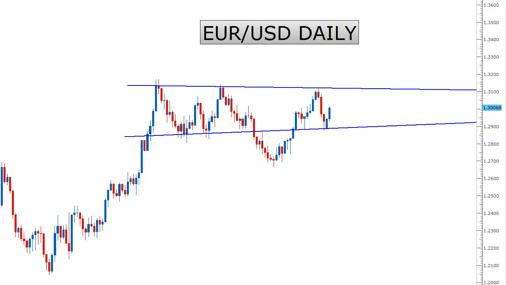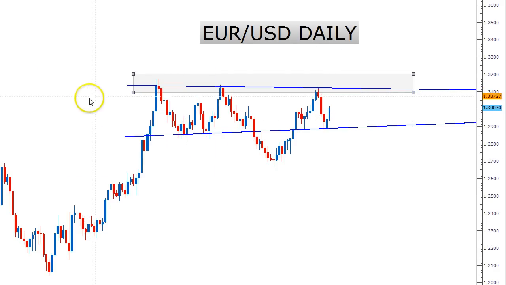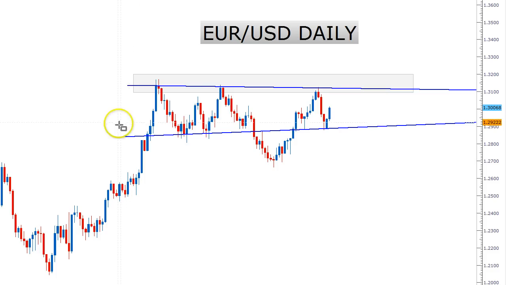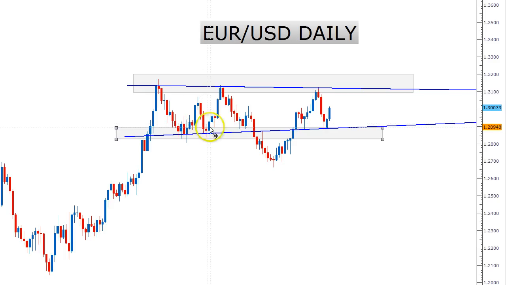Like for instance, if I draw a level up here around the 132, this whole zone has been a major area of resistance, and each time it's got up in here, it's fell. Now the same thing is true down here, and this has been a major level of support, which it's honored each time that it has come down here, except for one, when it broke through.